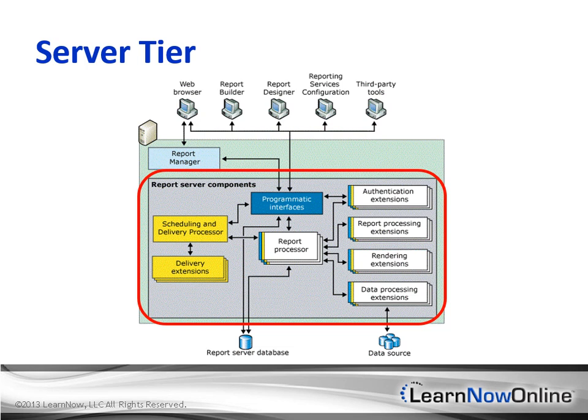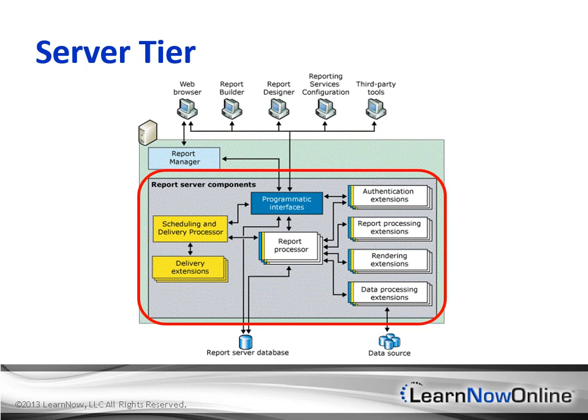And those perform specific services involved in processing a report. Everything in the report server is managed by two primary processor components: the report processor, you can see in the center there, and the scheduling and delivery processor, which you can see in yellow in the upper left. The report processor responds to all requests that involve report execution and rendering. The actual processing required for a report depends on the type of report requested.